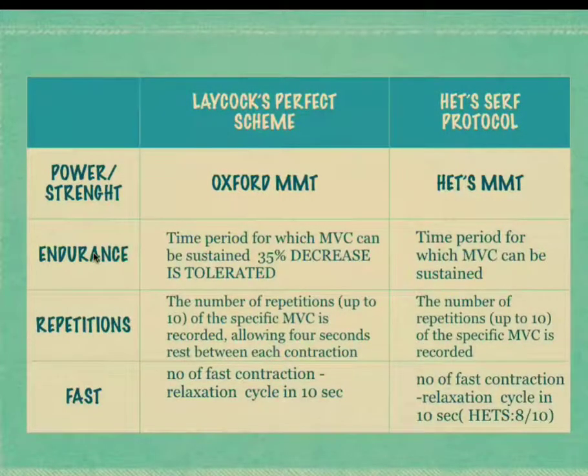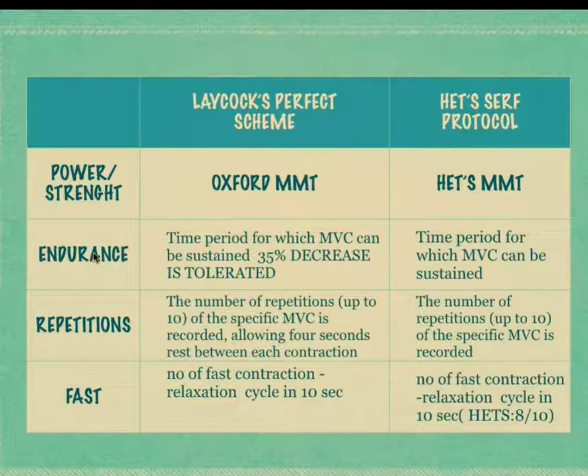Pelvic floor rehabilitation, pelvic floor strengthening. Laycock's PERFECT scheme: Power and strength, by Oxford MMT. Endurance, the time period for which a maximum voluntary contraction can be sustained, with a 35% decrease tolerated. Repetitions, the number of repetitions, up to 10, of the specific MVC is recorded, allowing 4 seconds rest between each contraction. Fast contractions, the number of fast contraction-relaxation cycles in 10 seconds.